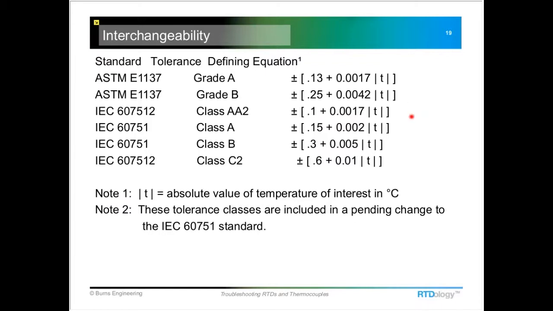And these equations will give you the resistance or the tolerance in degrees C at any given temperature. So if we were looking at just 0 degrees C, this factor drops out because our temperature is 0. So if we want to meet this ASTM spec, we'd want to be 100 plus or minus 0.13 ohms at 0 degrees C. And that holds for these other classes of probes.